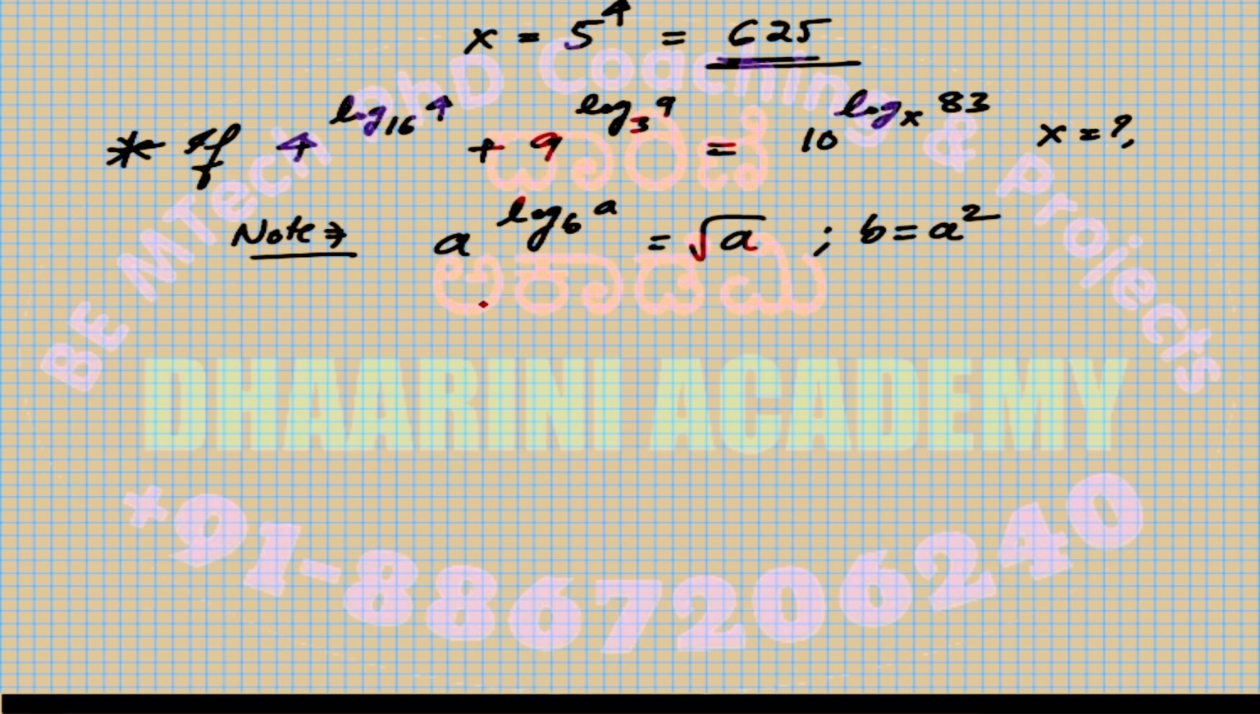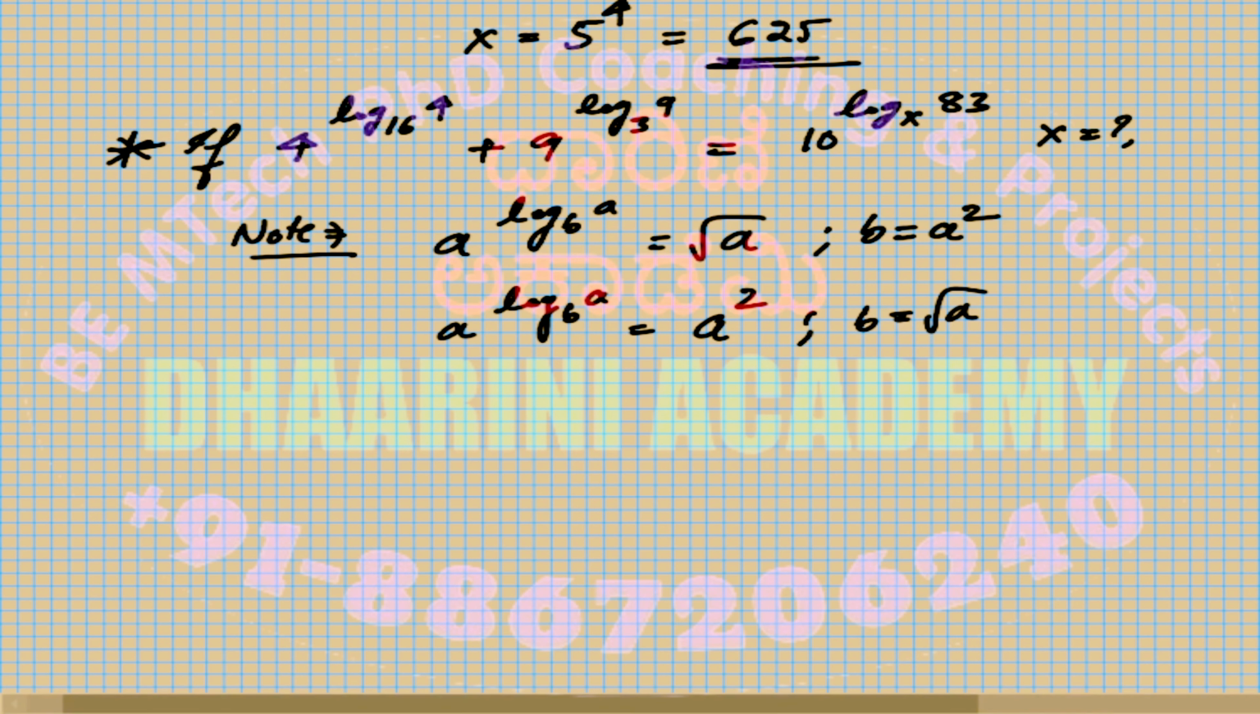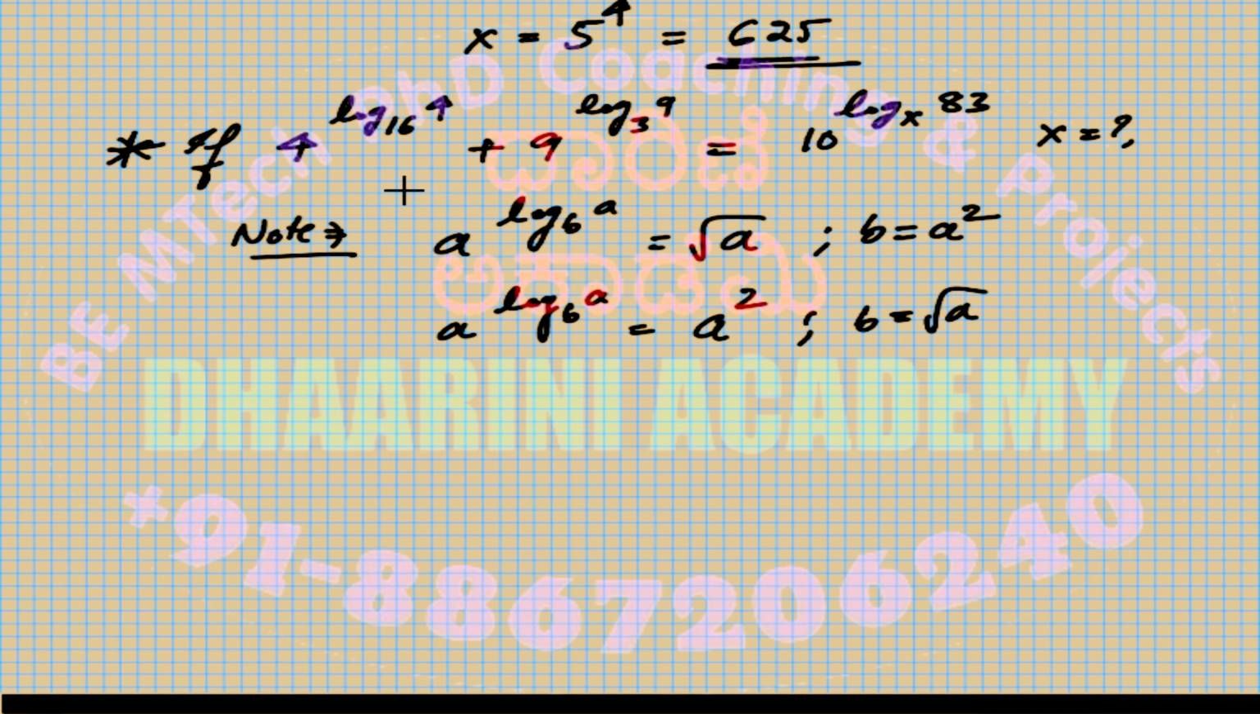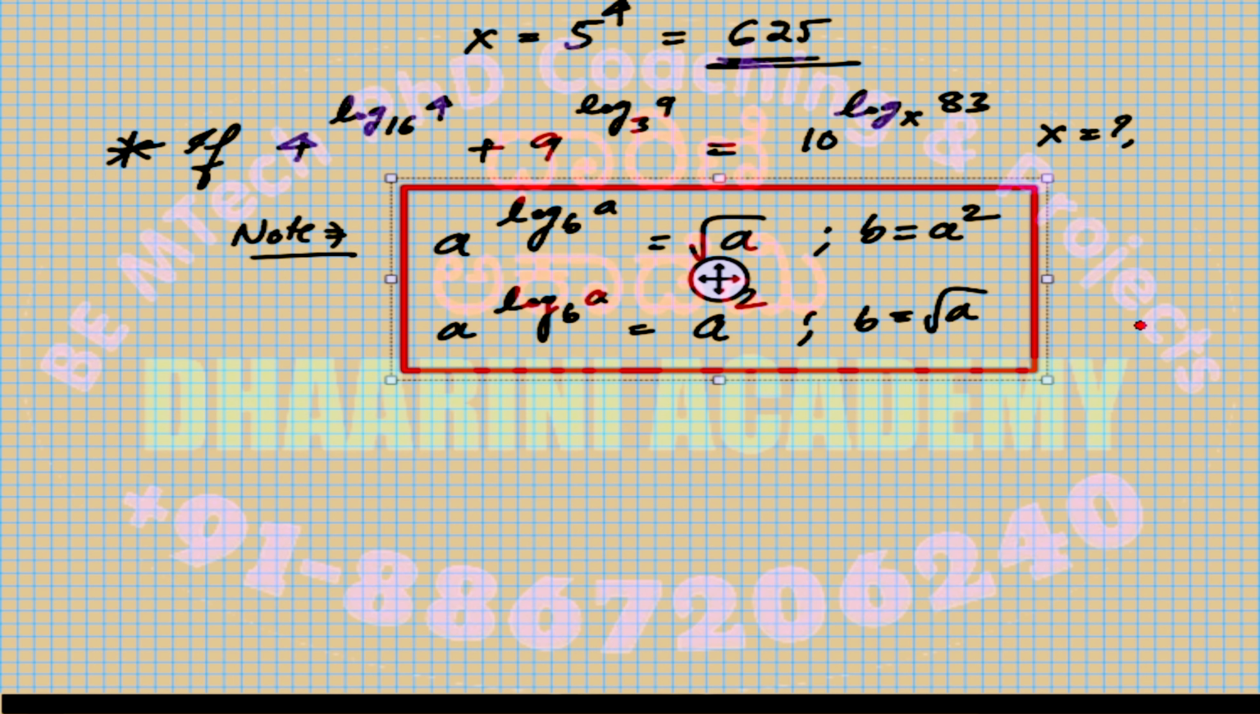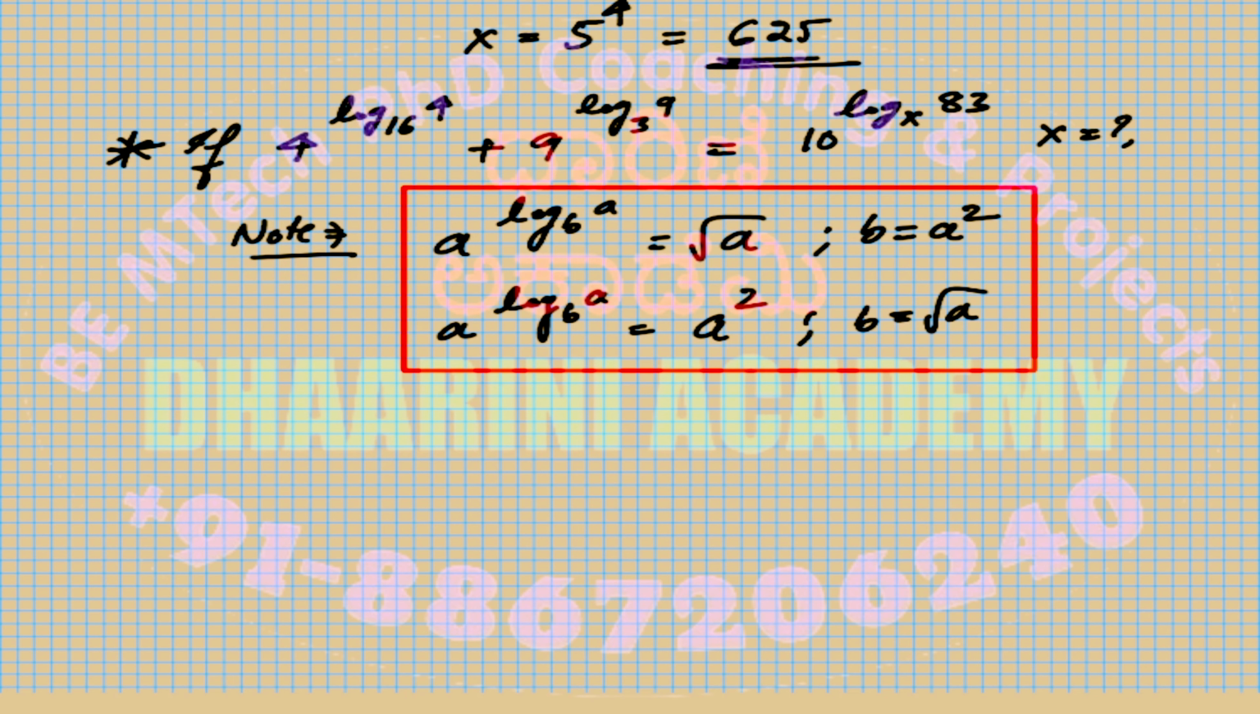And there is another one that is a to the power log of a to the base b, which is actually equal to a square, provided b is equal to root of a. Depending on this, now you see this is actually applicable. I can see that the 4 and 16 and the 3 and 9 are related in this fashion. So I can actually rewrite this directly.